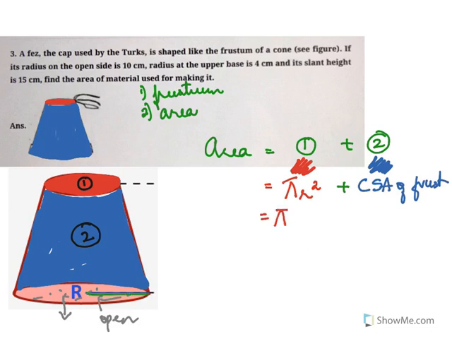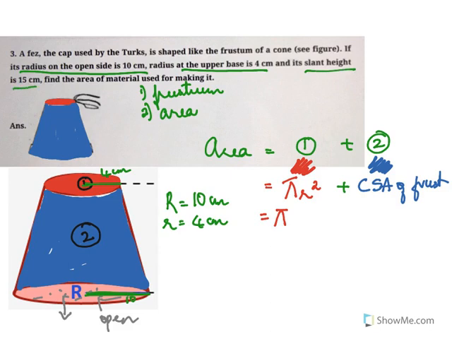Let's also denote the radii. They said its radius on the open side is 10, so this capital R is 10 centimeters. The radius at the upper base, the top here, the small r, is 4 centimeters. And the slant height, the L, this is the slant height here, is given as 15 centimeters.